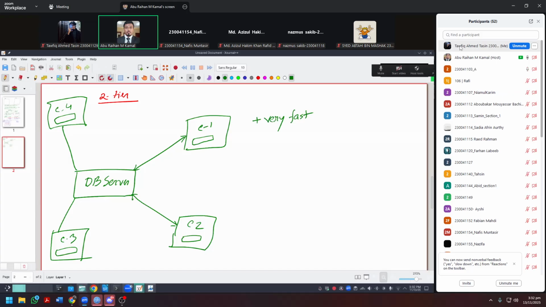But the main problem, the negative side of this architecture, is that suppose I need to update the piece of software that I'm running with minor updates. What you need to do is update the source code, make the binary, and then reinstall it on all the clients.